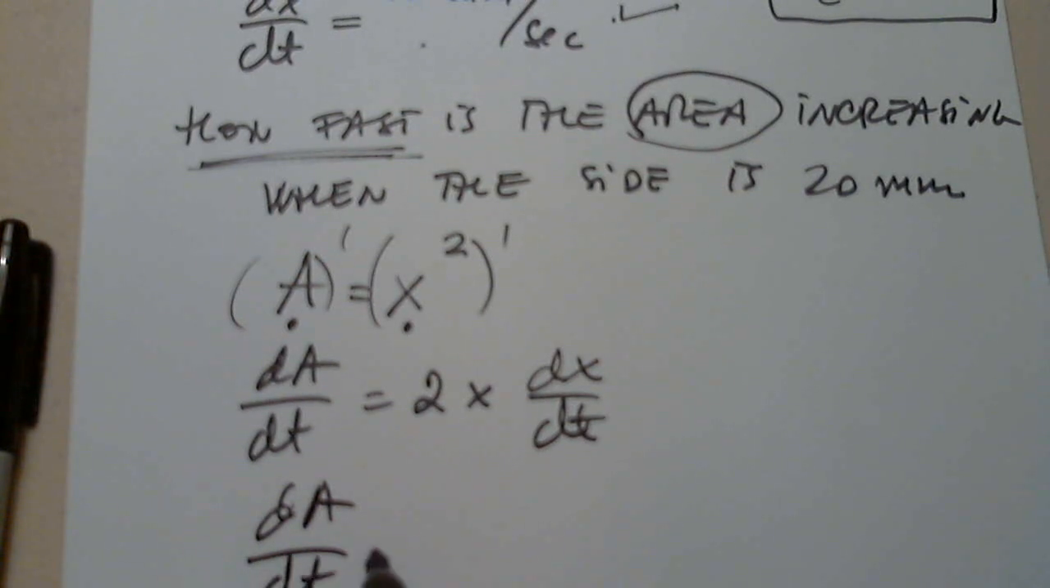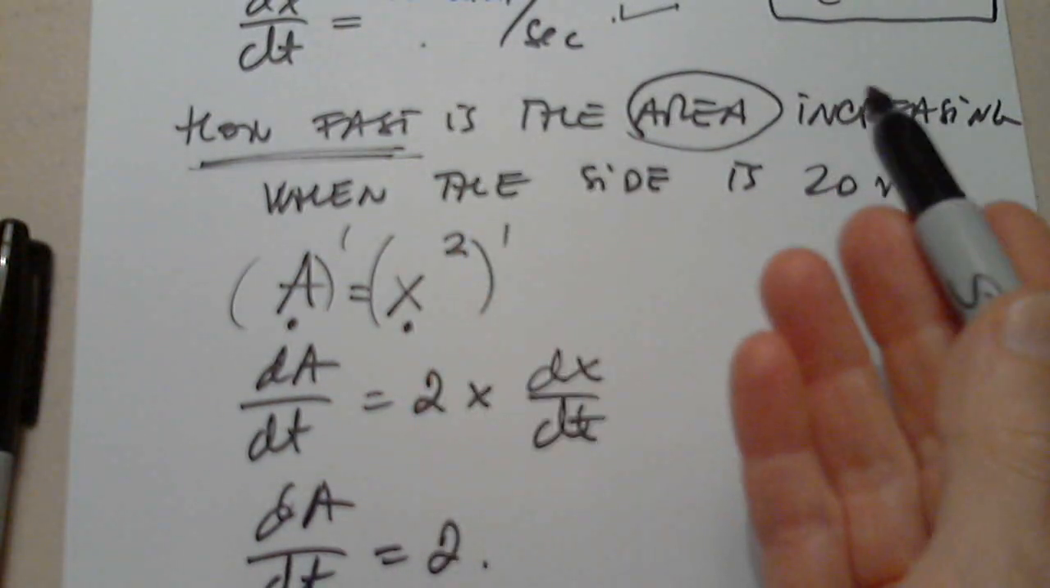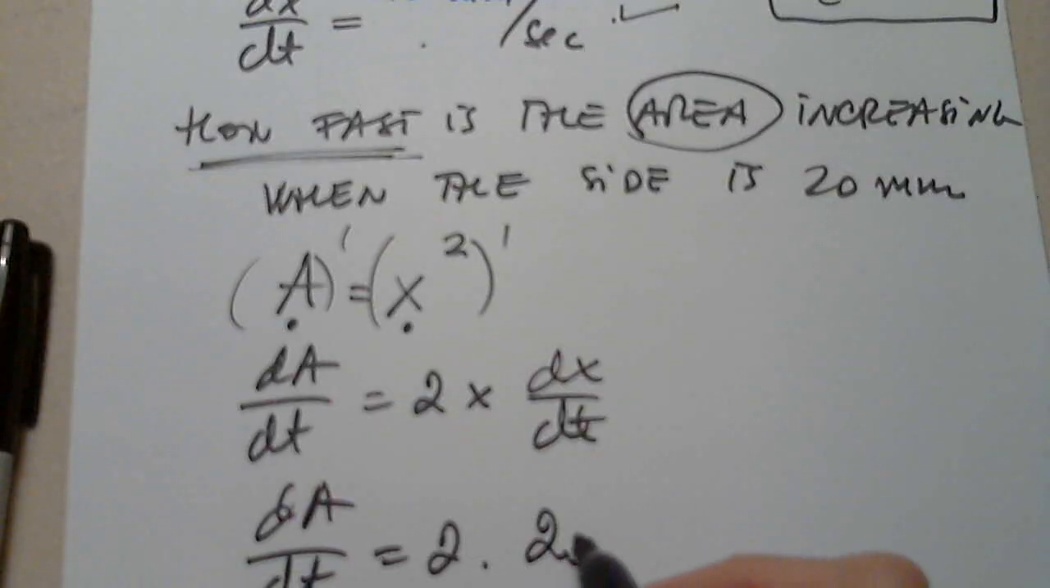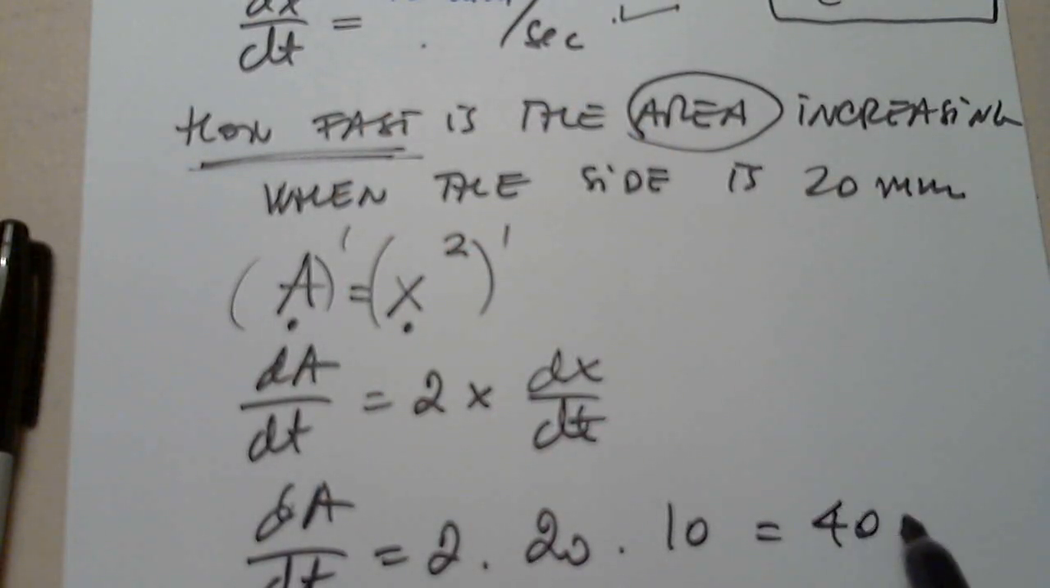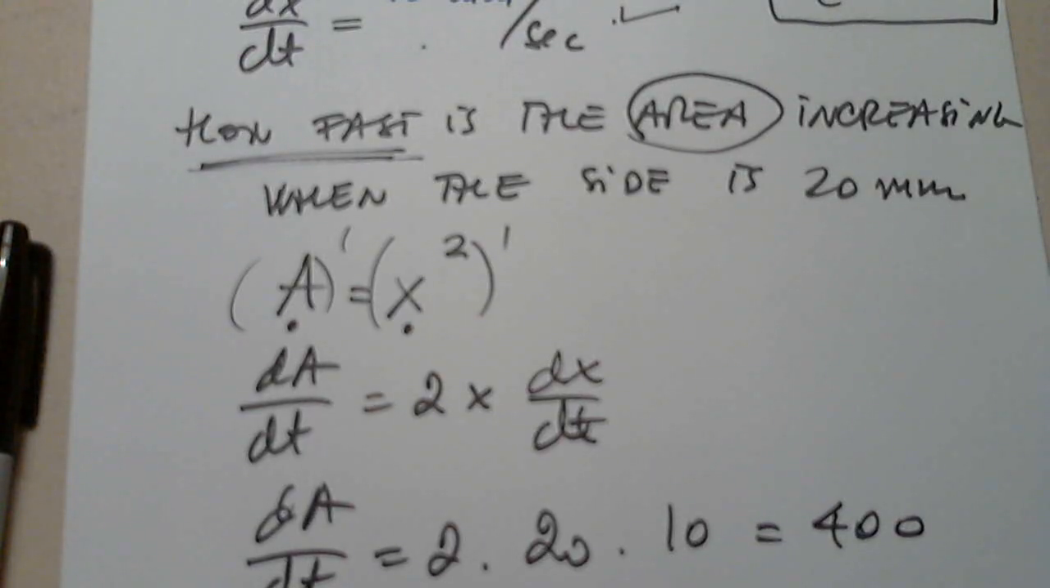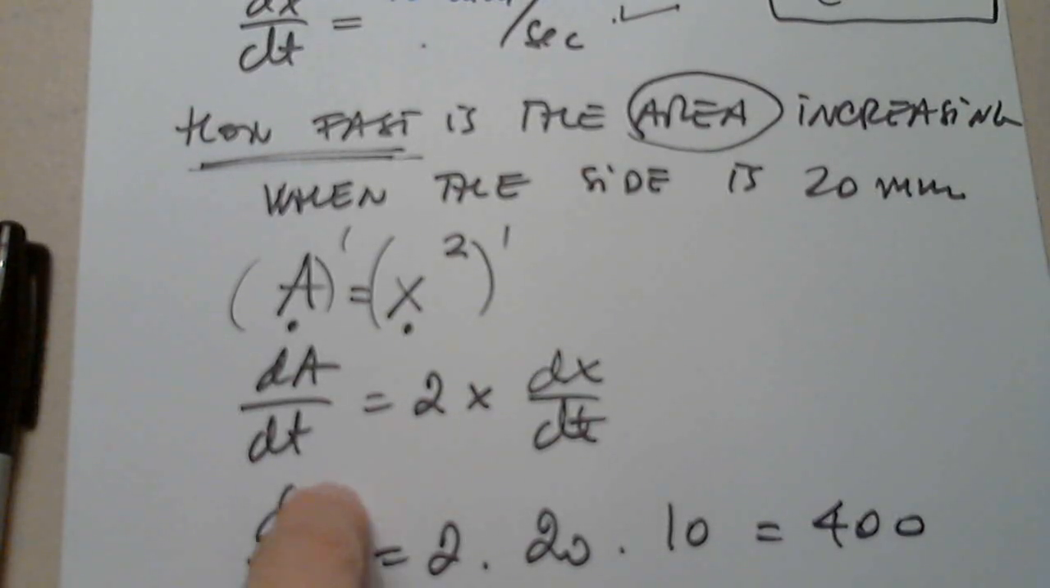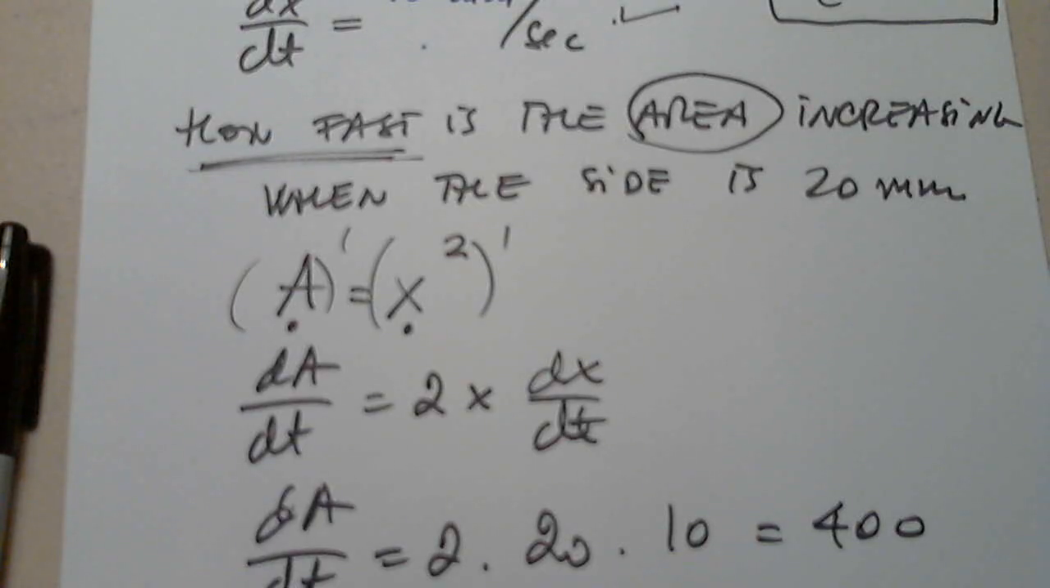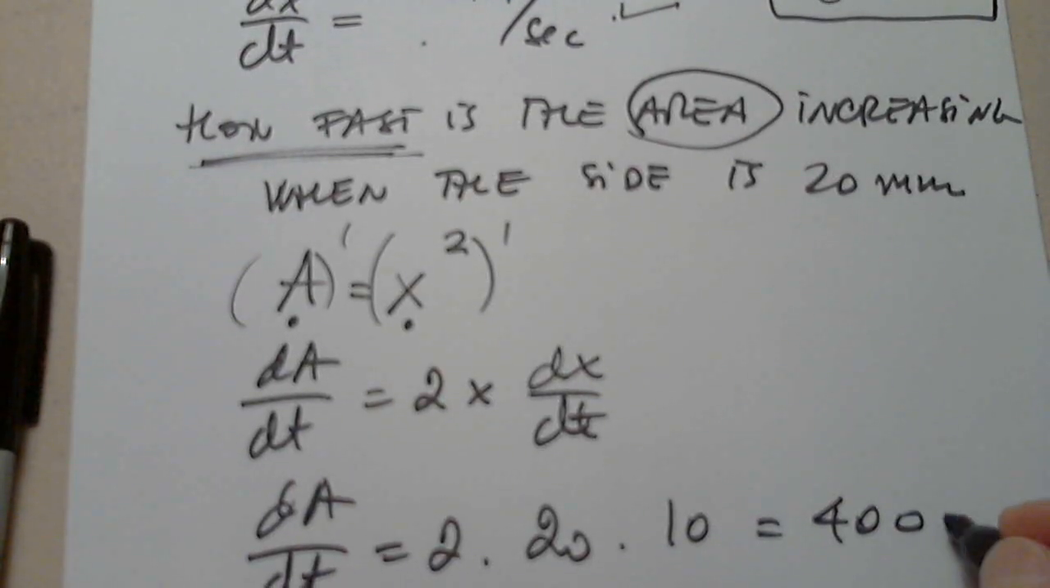So dA over dt equals 2. X is given to us as 20, and dx over dt is given to us as 10. So I have 400. The measurement unit is extremely important. Look at these two and tell me what is the measurement unit. Millimeters squared per second. Very good. Indeed.